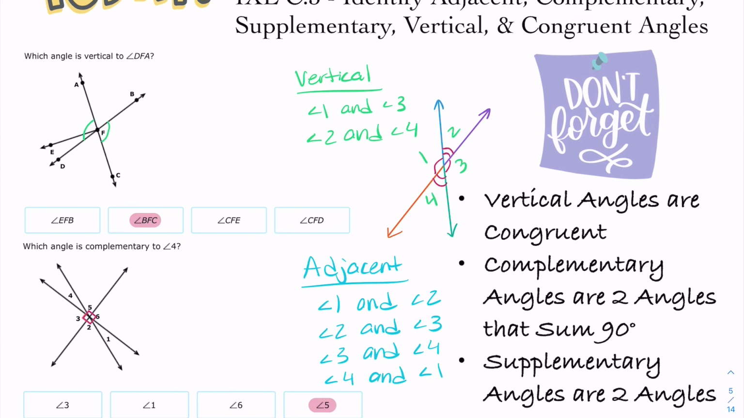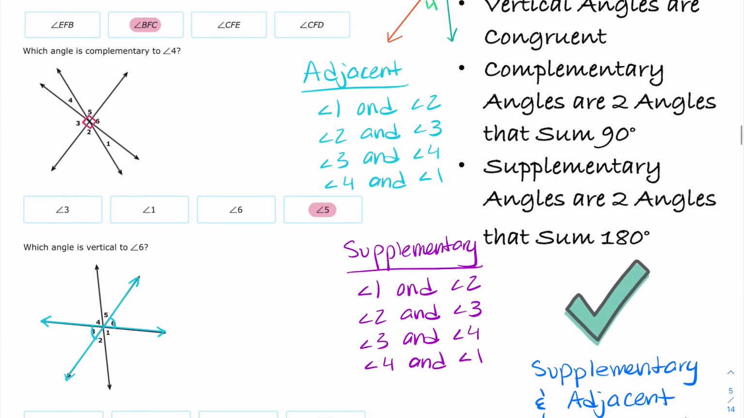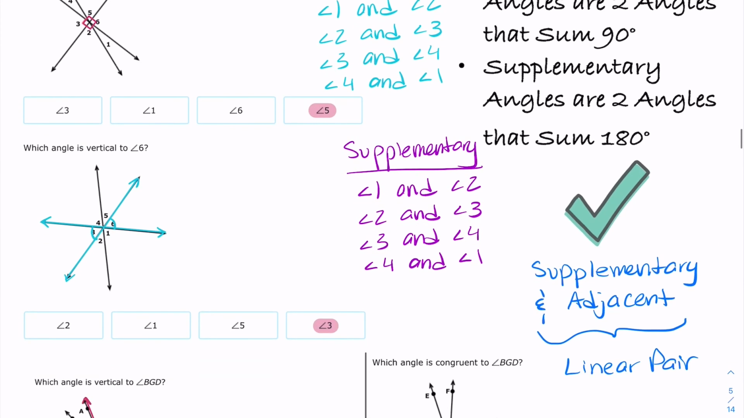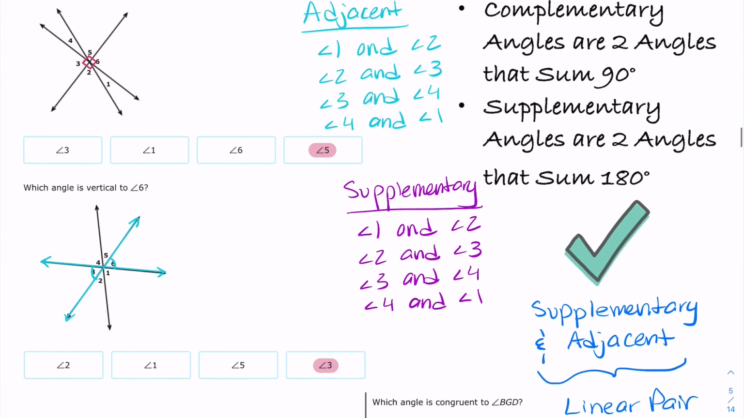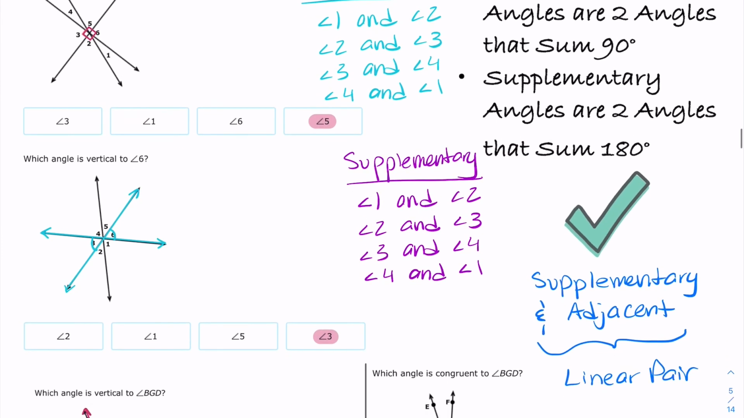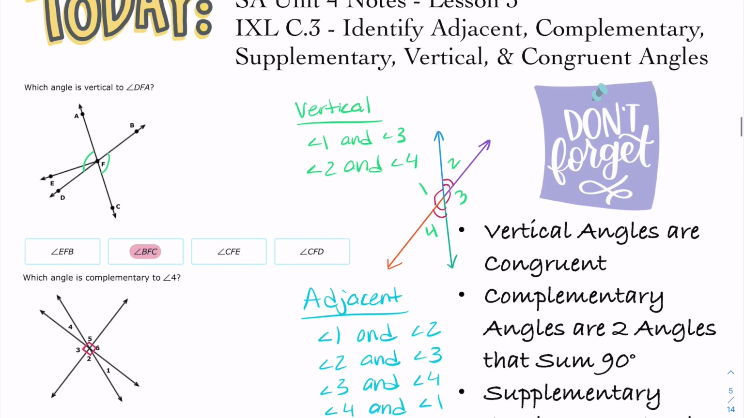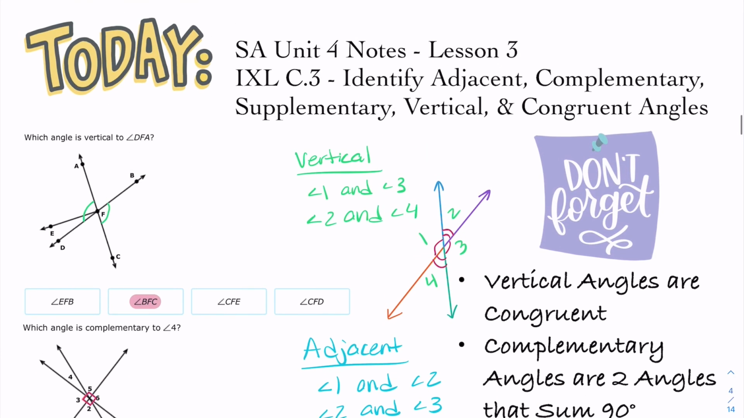And sometimes if they are special, if they are adjacent and they're supplementary, they are what we call a linear pair because they are both adjacent and supplementary. That means that they lie on a line. A pair of angles that lie on a line that are supplementary add up to 180 degrees, which form that line.